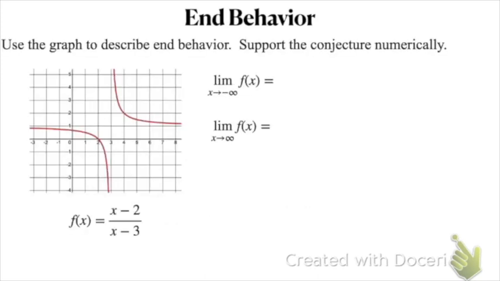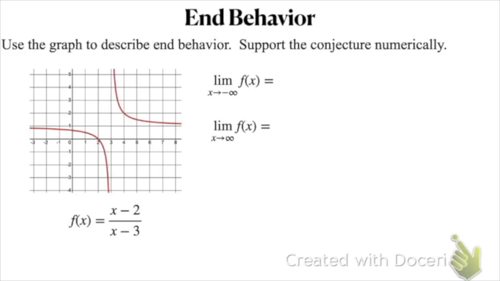So here we're going to use a graph to describe end behavior. And then we're going to support the conjecture numerically. So the first thing we do is we look at the graph. As we are going to really large negative x values, what is happening, and then what is happening when we go to the really large x values.